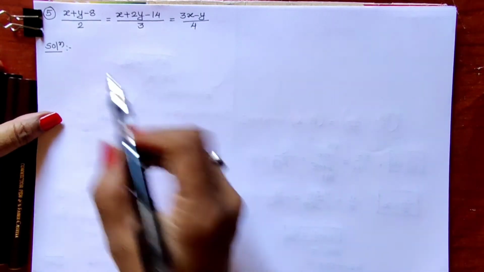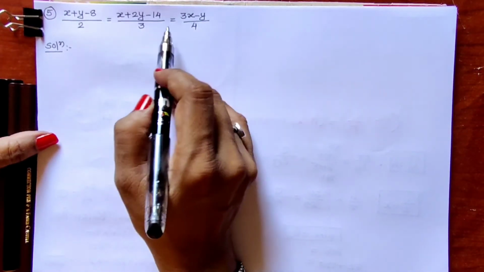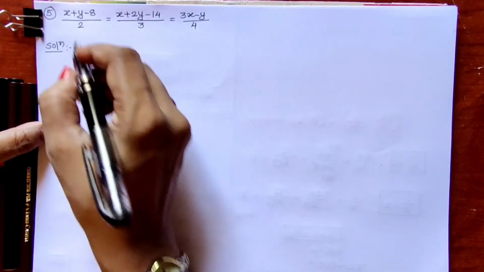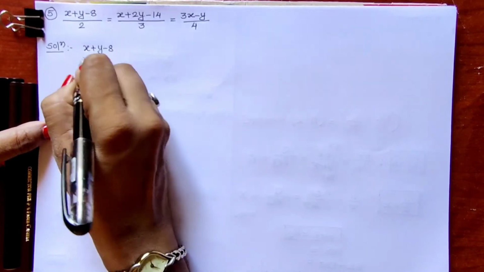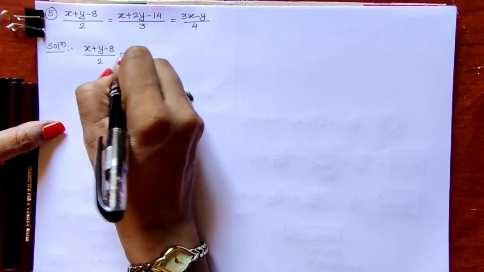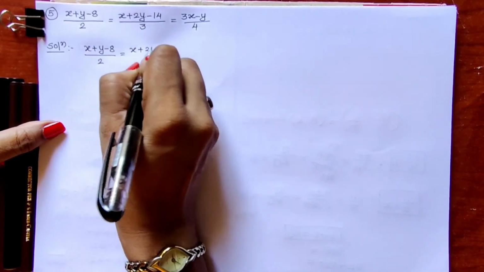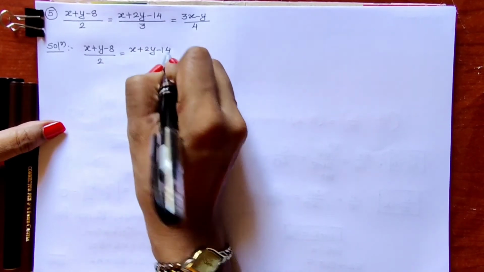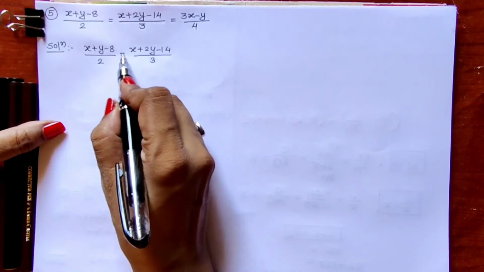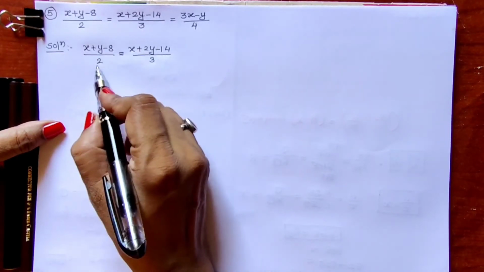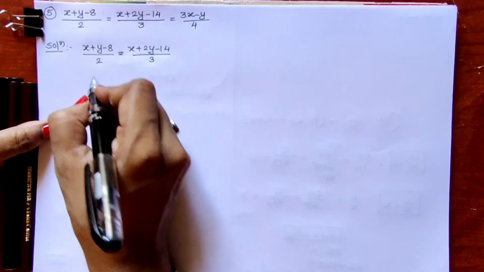How to solve? As all three expressions are equal with each other, we will take the first two expressions first. (x + y - 8)/2 is equal to (x + 2y - 14)/3. We all know when two expressions are equal in such manner, we can solve them by cross multiplication. So let us cross multiply.